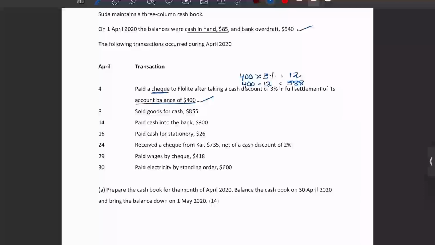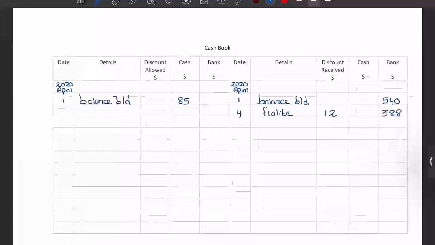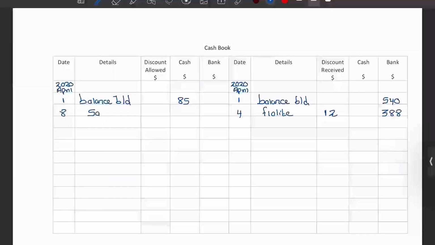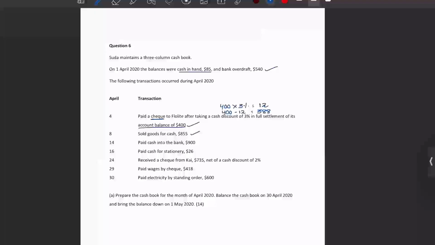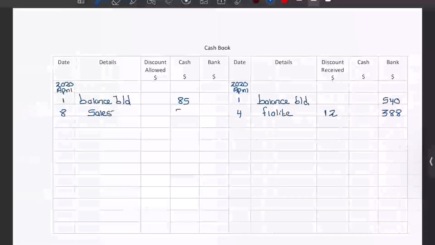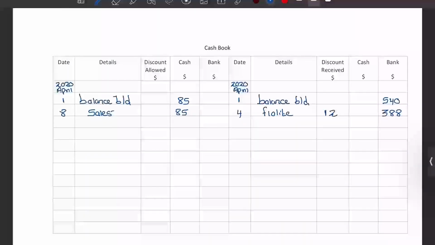Can you enter the 8th one? Easy. Sold goods for cash 855. What will happen to cash? Increase. If cash is going to increase, you need to debit the cash account, right? Write the date 8. Write the term saying sales. Your cash will increase by 855 over here. Okay. Cash is increasing.